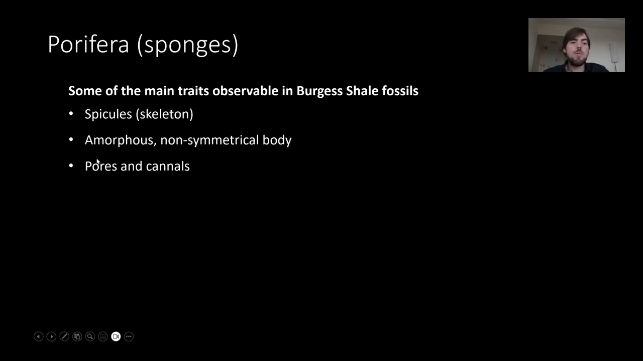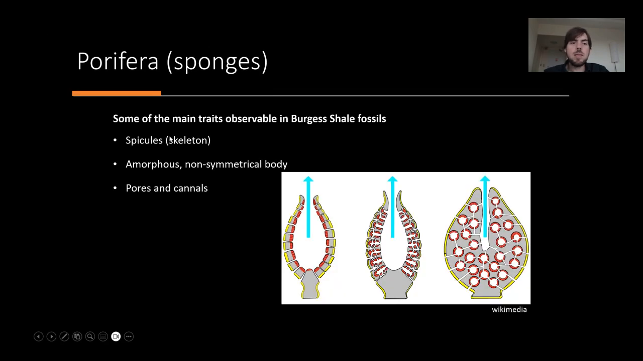And also we will have some type of pores and canals. So that's how sponges look nowadays. Now, we have this structure where we have a body made out of pores and canals, and all of this structure is made out of muscles as well as the spicules and different types of cells, not many, like 4 or 5 types of cells.